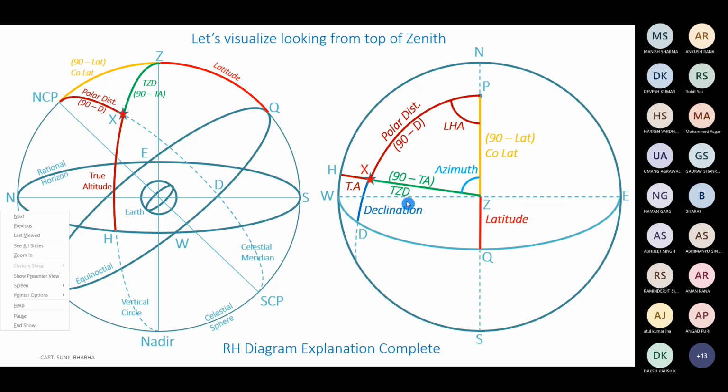Now for this, we will need to draw the declination circle of the body. So how can we draw the declination circles? All declination circles are parallel to the equinoctial. You see, the equinoctial is the WQE arc which we see in the diagram. So if you draw an arc parallel to WQE and passing through X, it will appear something like this. Right, beta? Are you able to see the motion of my cursor?